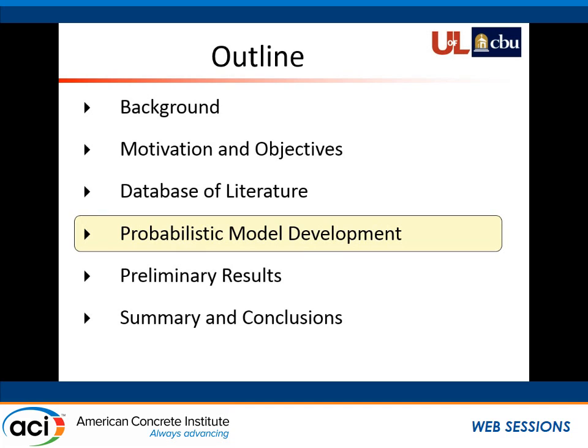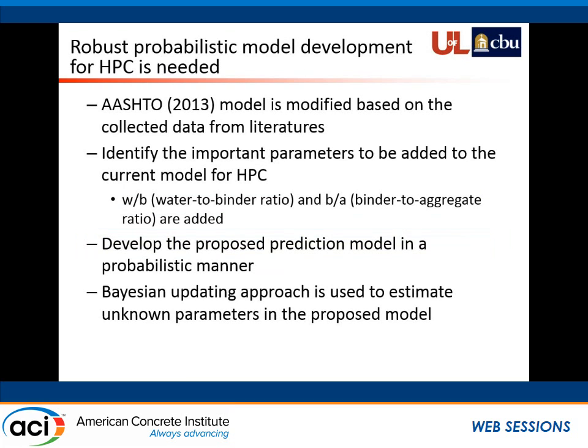So I'd like to continue to talk about the probabilistic model development. As Dr. Kim mentioned, we currently have an AASHTO model, which is widely used to predict the creep deformation, but some limitations are there. Also, this model was developed mostly based on conventional concrete. So we have to think about how accurately this model predicts the creep deformation for self-consolidating concrete and high-performance concrete.